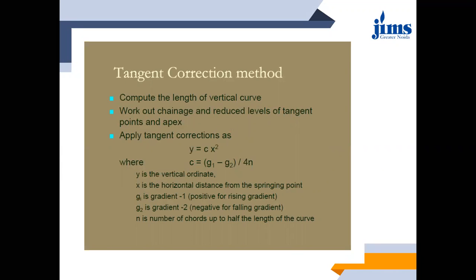So as per the tangent correction, how is it applied? First, we compute the length of the vertical curve. Then we work out the chainage and the reduced levels, the RLs, of the tangent points and the apex. And then finally, these tangent corrections are applied.